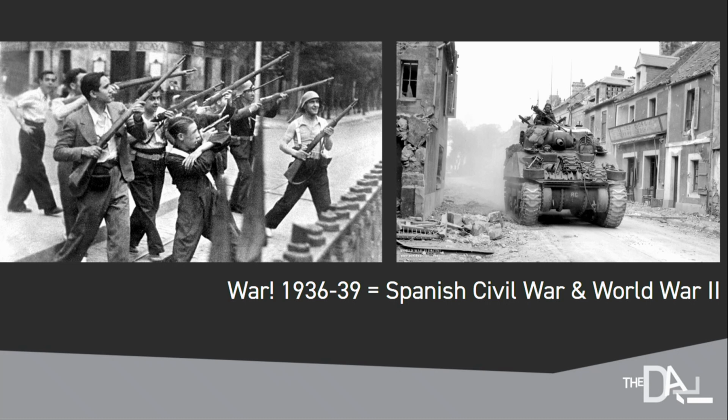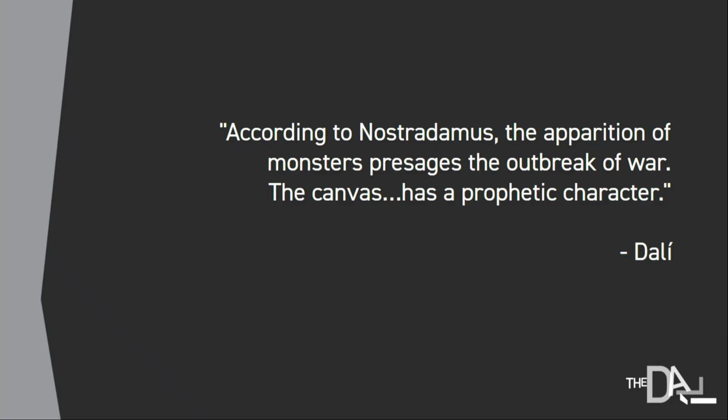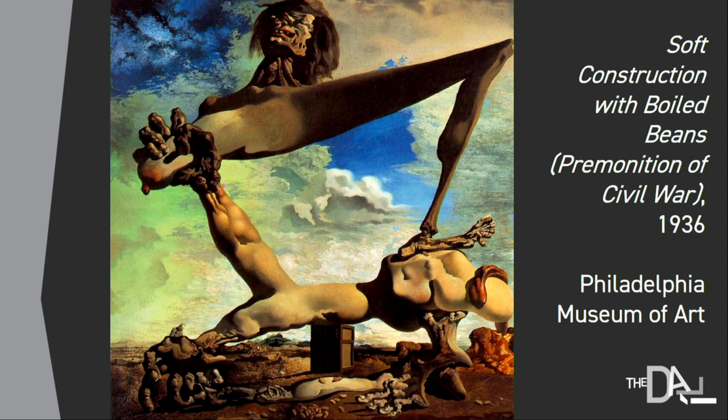When the Spanish Civil War unleashes, ghosts and hauntings and that kind of uncanny experience seems to be replaced by something much more real, much more visceral, much more horrifying. And images that start to appear in Dalí's work are also much more visceral and horrifying. Dalí says that according to Nostradamus, the medium who could predict the future, the apparition of monsters presages the outbreak of war. The canvas has a prophetic character. And certainly Soft Construction with Boiled Beans, which was later given the title Premonition of Civil War, was painted just before the war broke out.